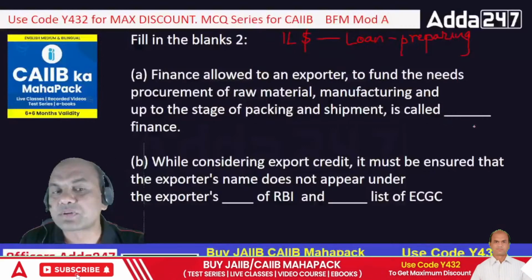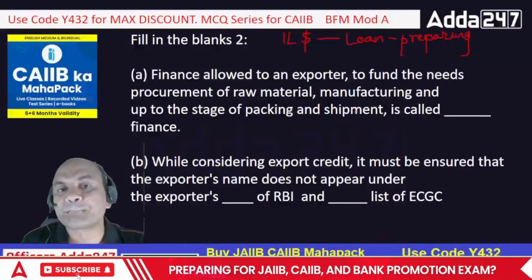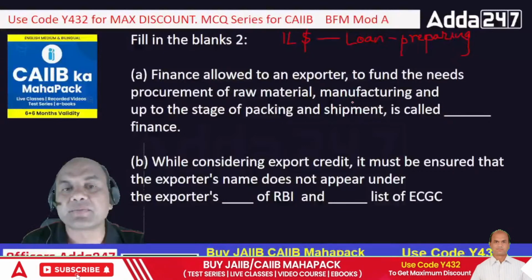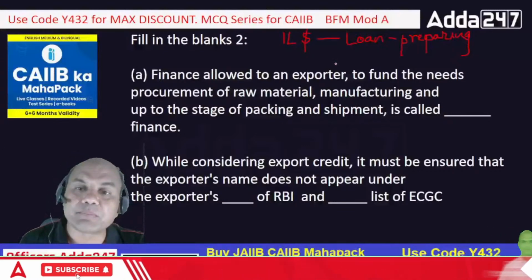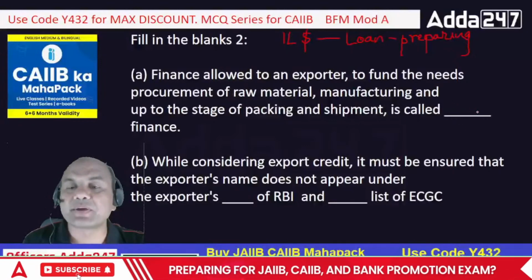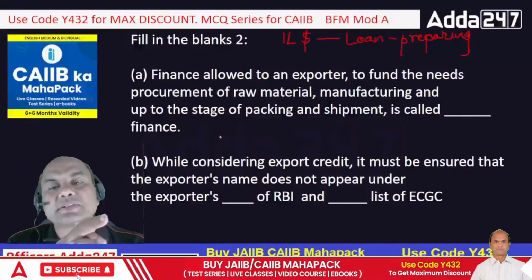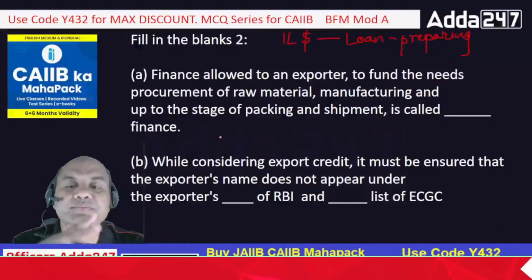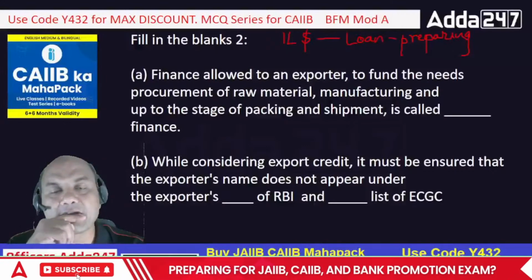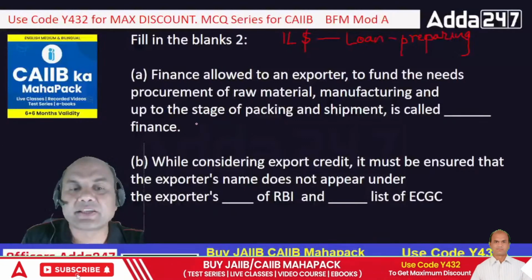So preparing the goods is known as what type of loan? This is the real question here. Up to the stage of packing and shipment, means up to the time I get the onboard certificate on the bill of lading. So from manufacturing up to shipment, that is called what? Dash finance. Who can answer? Let me see how many of you are answering. Yes, there are two names to this, okay. One is pre-shipment finance.